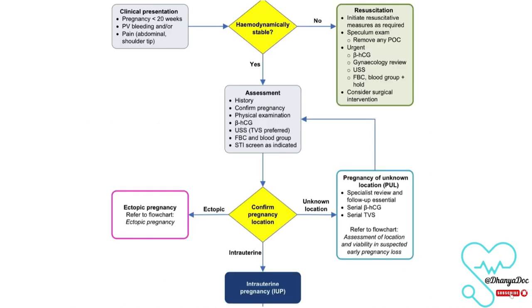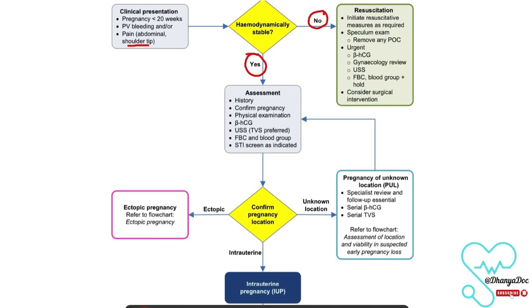This is a flowchart showing the initial assessment of a patient with early pregnancy bleeding. When a patient comes with early pregnancy bleeding in less than 20 weeks of gestation, with or without abdominal pain or shoulder tip pain, you must first consider her hemodynamic stability. If the patient is stable, then you can go with a detailed assessment, and if the patient is not stable, you must resuscitate the patient. If you are working in a GP setup, immediately refer the patient to the emergency department after establishing IV access with a 16 gauge cannula on both sides.